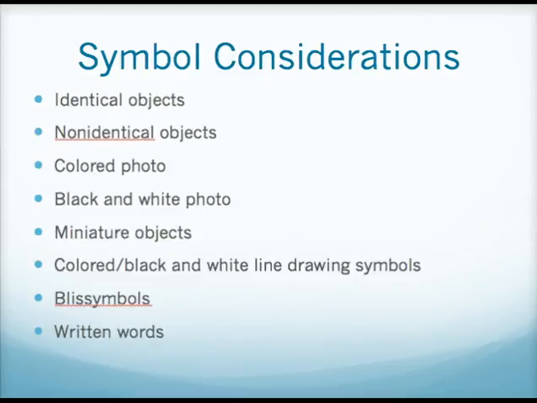So further considerations in regards to symbols include things such as whether or not you would use an identical object versus a non-identical object. For example, if we're continuing to talk about cereal selection, do you need to use the Fruit Loop box, which is the identical type of cereal that the student eats, or could you use any cereal box? So if you had a Raisin Bran cereal box, would that symbol be sufficient for that student to communicate that they wanted their cereal? We know that some students, yes, it would. Some students, it wouldn't.